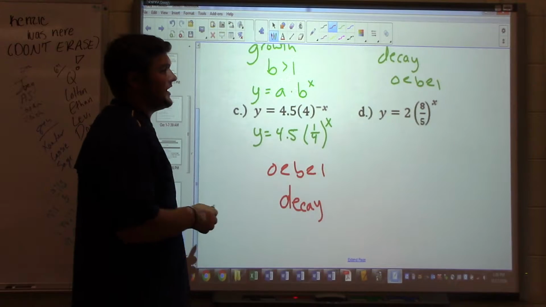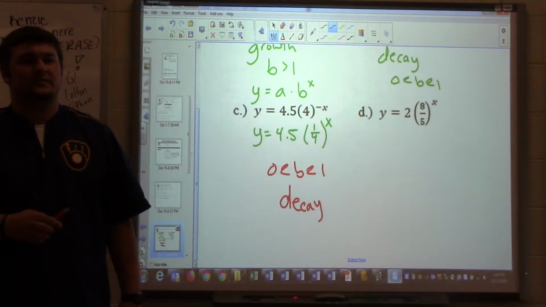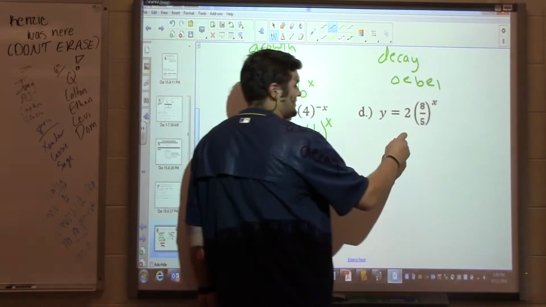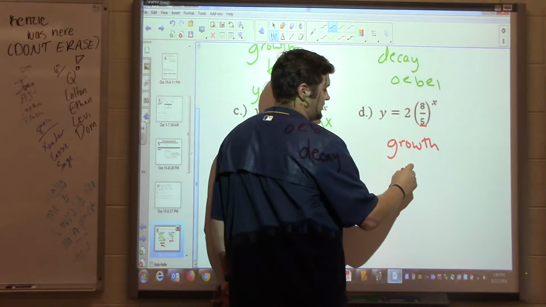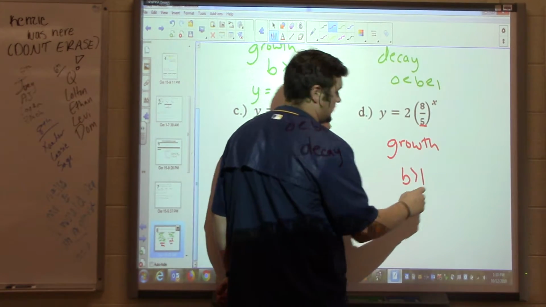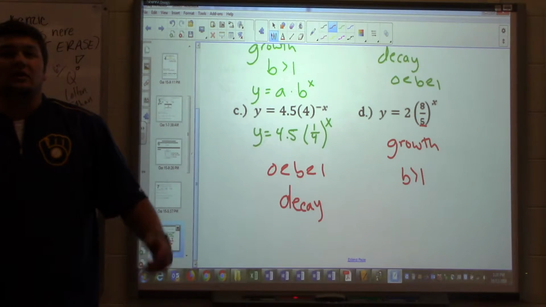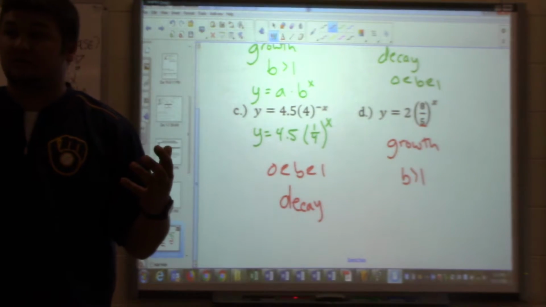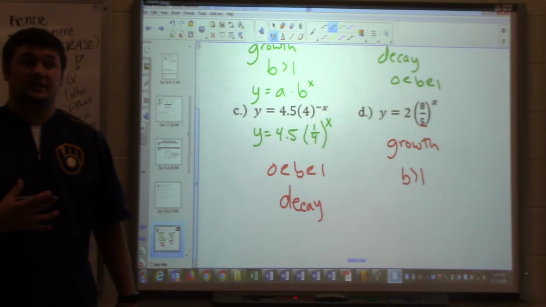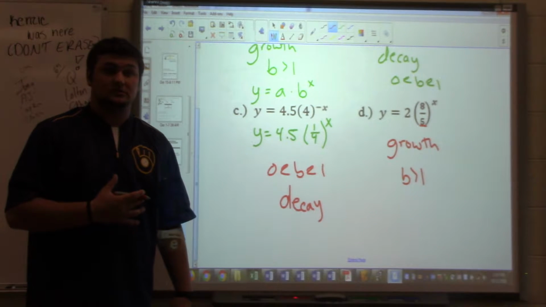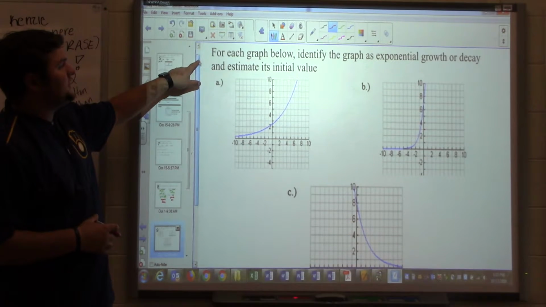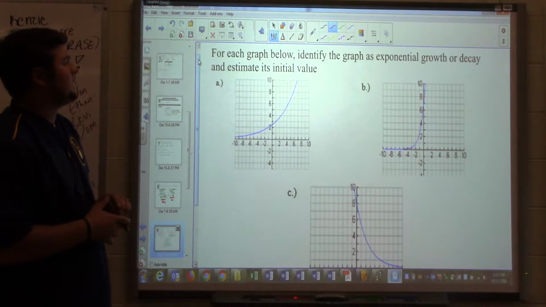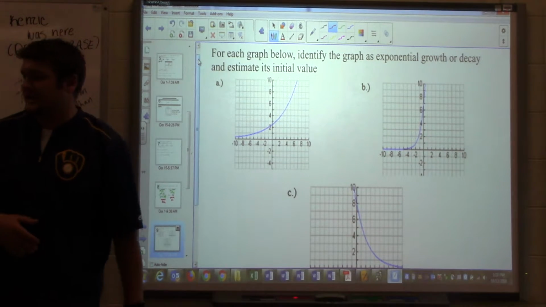Y equals 2 times 8/5 to the x. Growth. Because 8/5 is bigger than 1. It's 1.6. So B is greater than 1. Good. So we all know how to see it from a function. We just look at the function if it's growth or decay, correct? Yeah? Okay. For each graph below, identify the graph as exponential growth or decay and estimate its initial value.